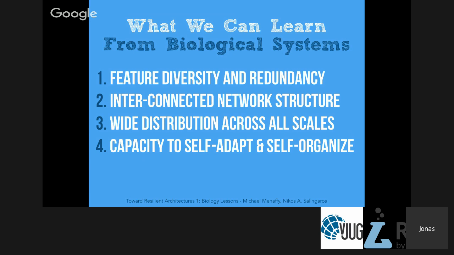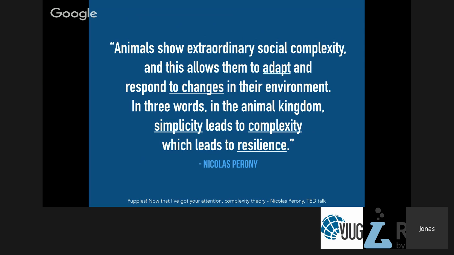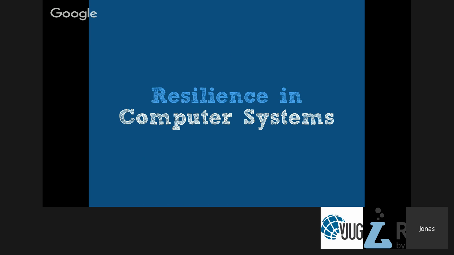So I think there's a trend here, and there's a lot of things that we can look at and try to apply to software systems. And Nicholas Peroni sums up his TED talk with this quote that I think is great, and I quote: "Animals show extraordinary social complexity, and this allows them to adapt and respond to changes in their environment. In 3 words, in the animal kingdom, simplicity leads to complexity, which leads to resilience." So let's now dive into resilience in computer systems, in software systems.